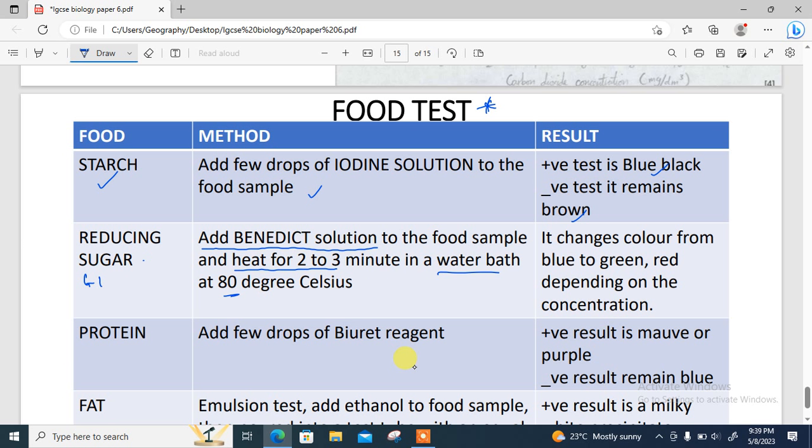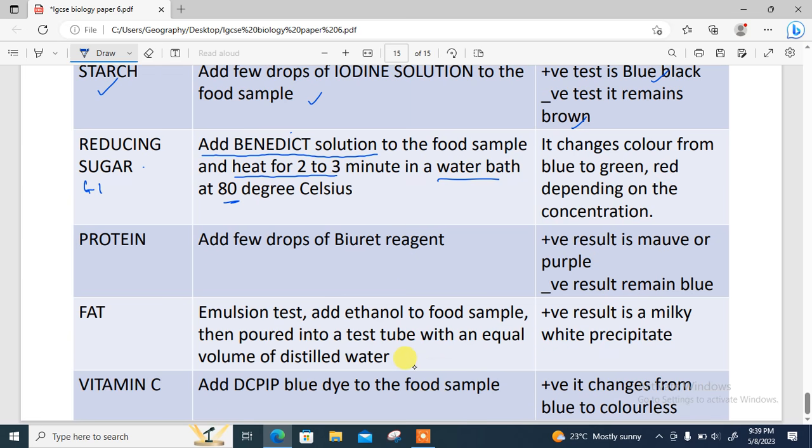Now, once you do that, you observe the color change. Because Benedict's solution is blue, if it changes from blue to green or red, depending on the concentration of reducing sugar, that's a positive test. Then if you're testing for protein, you add a few drops of biuret reagent. Now, positive result, it will give you a mauve or purple color, while negative result, it will remain blue because biuret is blue.